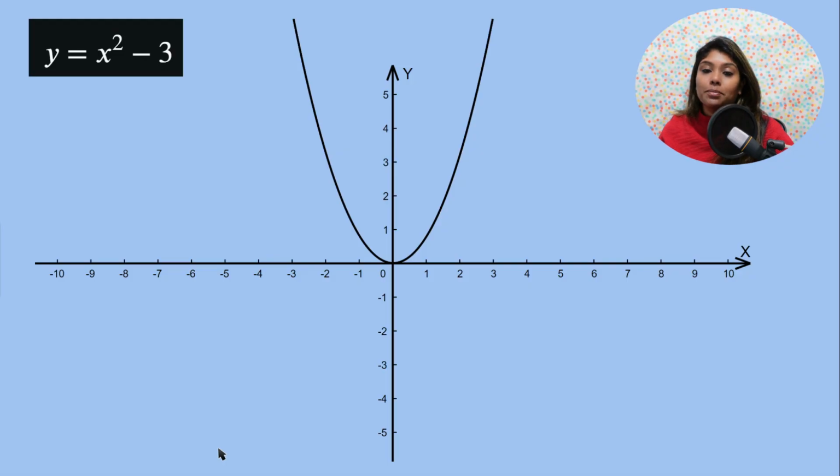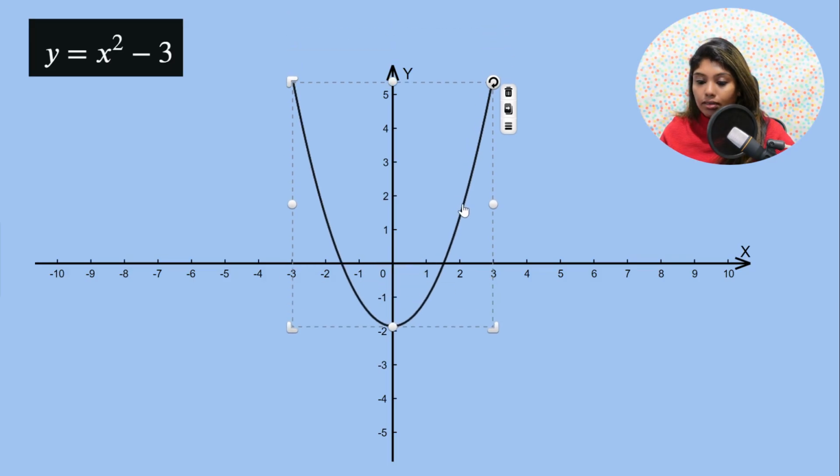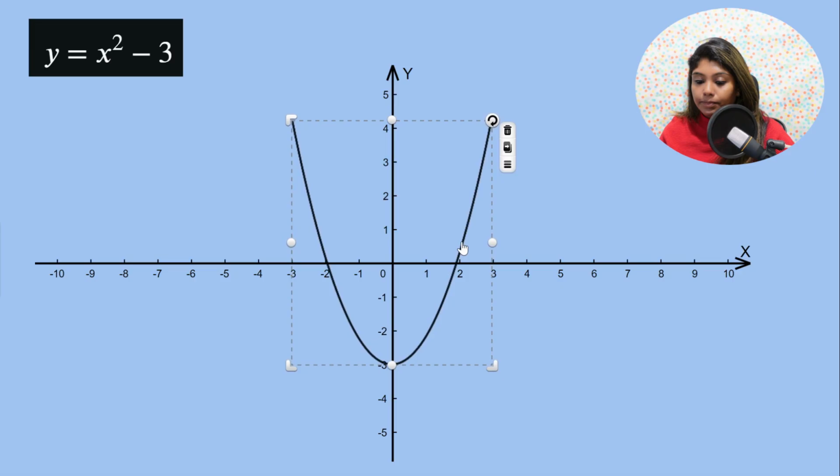Let's try to do some sketching using transformations. The first question is to sketch a graph of y equals x squared minus 3. So this minus 3 is a constant. Now the constant decides whether the graph moves up or down. This is negative 3. That means the graph moves 3 units down. So 1, 2, 3. This is the graph of x squared minus 3.